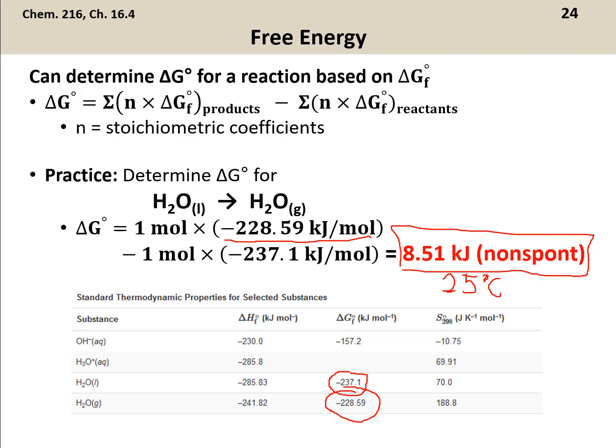Now I kind of did this here without going to the board because this is the same as what we've done for delta H and also delta S. Notice I have 1 and 1. That's because the stoichiometry of these is 1 to 1. If this were 2 and 1, we'd have to actually use that information.